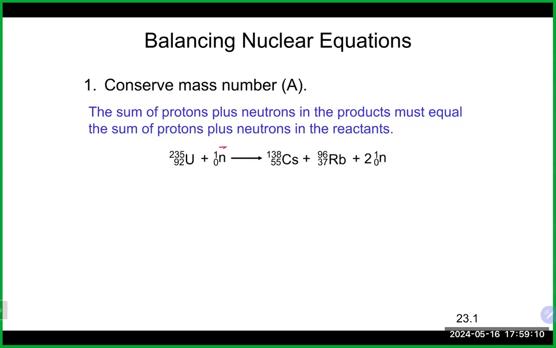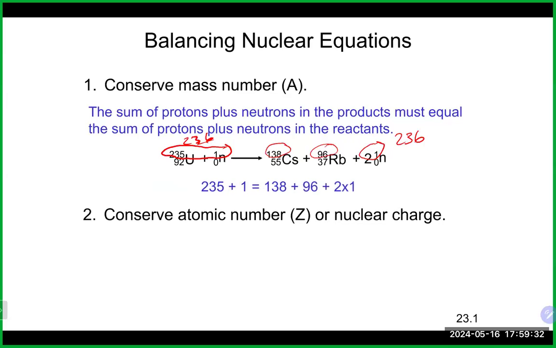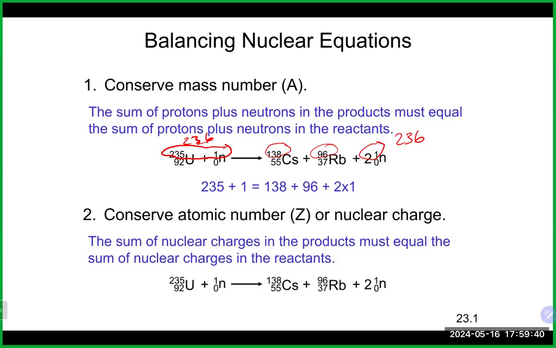So if we take an accounting here, that's 235 plus 1 is 236. Over here we have 138, I think 96, and a 2 as we would multiply it there, which would also give us 236 on the right. So that is balanced in terms of our mass numbers. The other way that we want to make sure our equation is balanced is through atomic number. And we would do basically the exact same thing here.